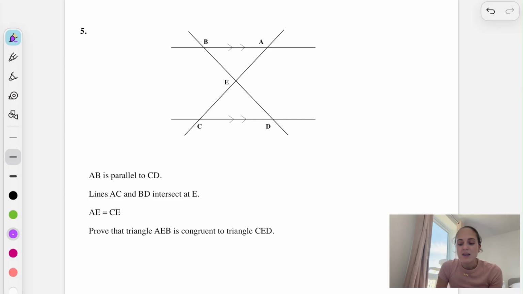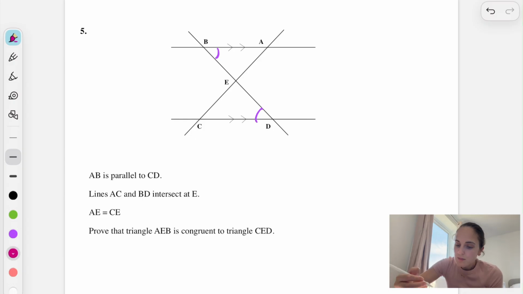So we're told that AB is parallel to CD. So I know angles in parallel lines, we have alternate, corresponding, co-interior angles. So straight away, I'm going to look for one of those. So I can see straight away we have this Z shape over here. So I know that this angle must be the same as this angle, which is helpful because we're looking for angles that are the same.